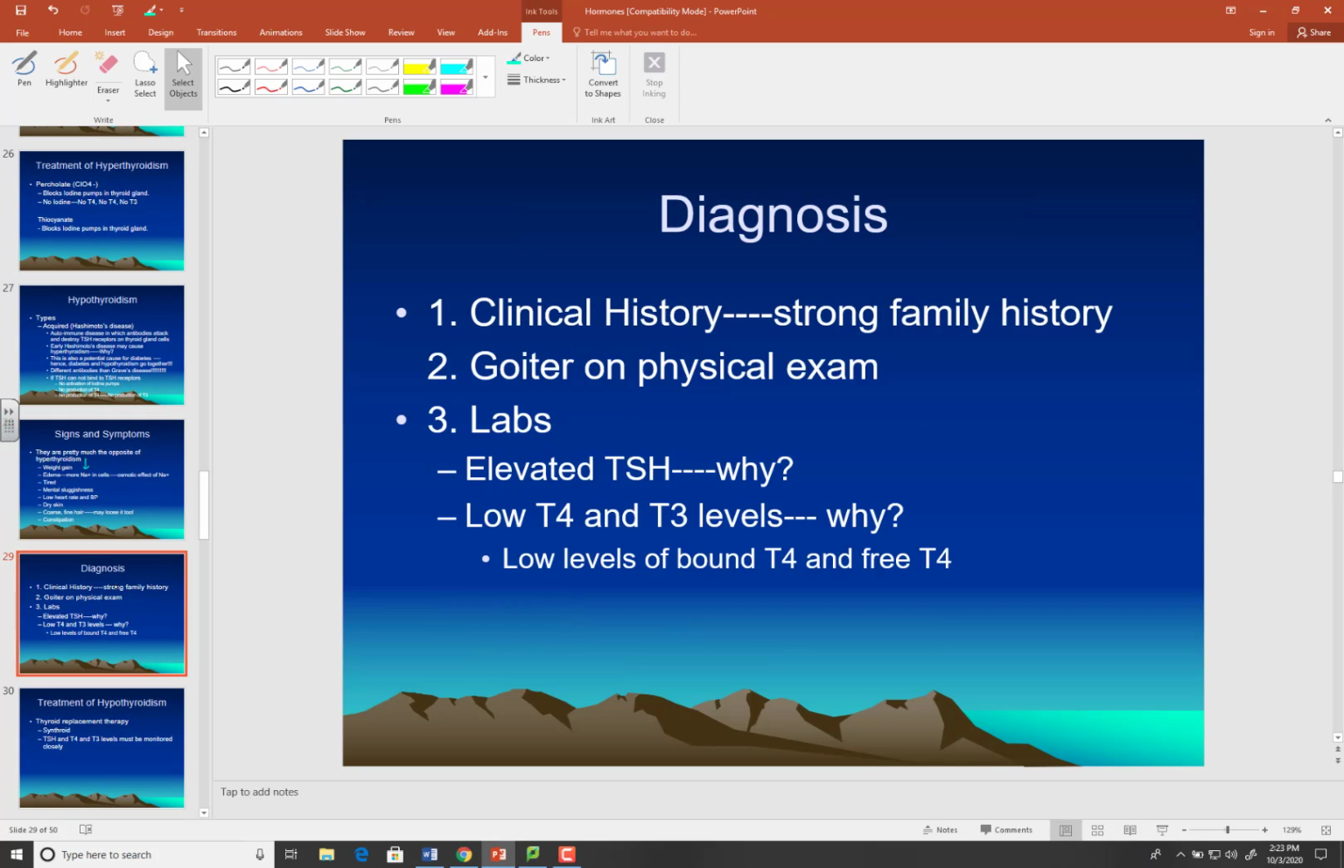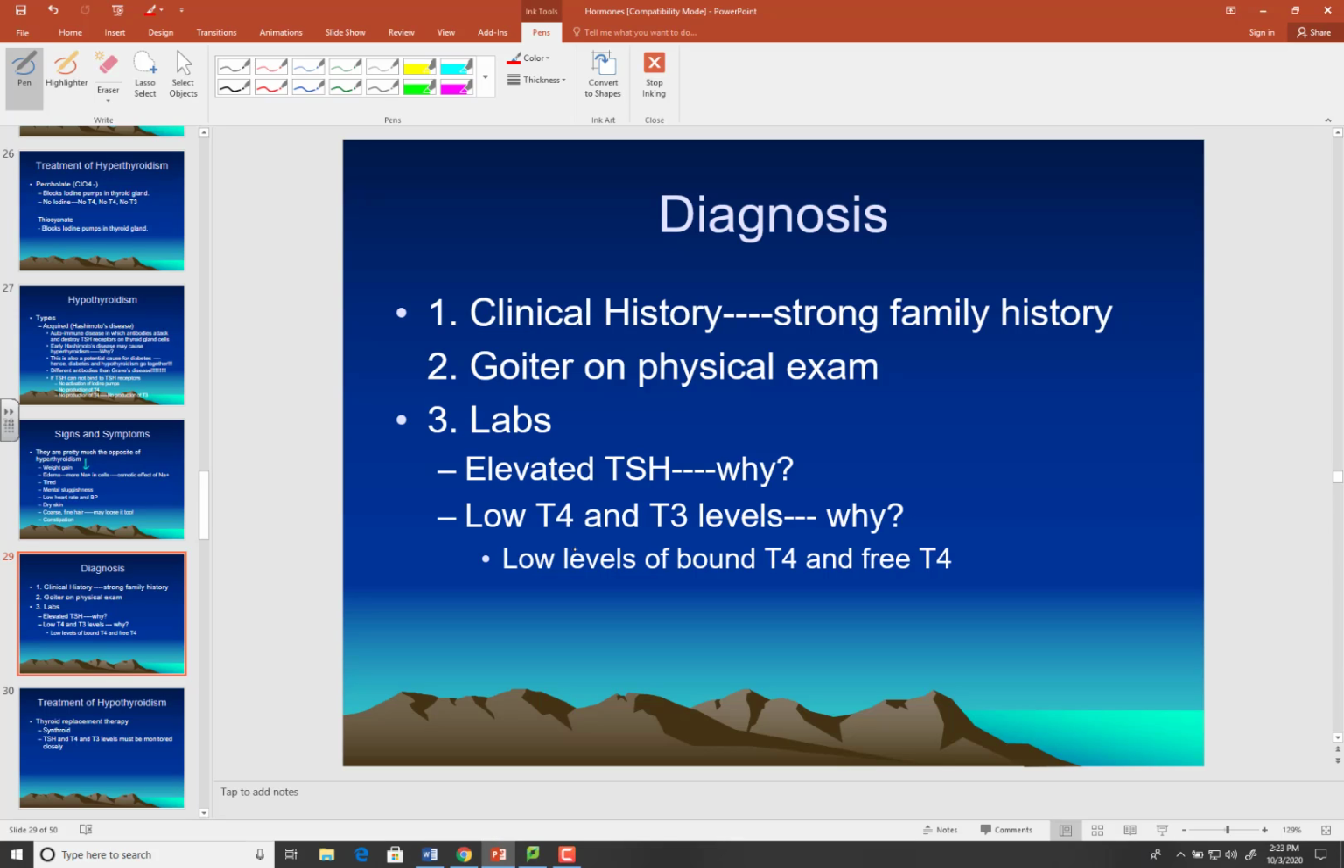And how you diagnose it, basically clinical history, right? As you get older, the risk for hypothyroidism increases. And then you can get a goiter, and that is a result of the thyroid trying to hypertrophy to pump out more thyroid hormone. And the labs, they're going to have the elevated TSH, right? And low T4 and T3, and low levels of free T3 and T4, and low levels of T4 bound to that protein.